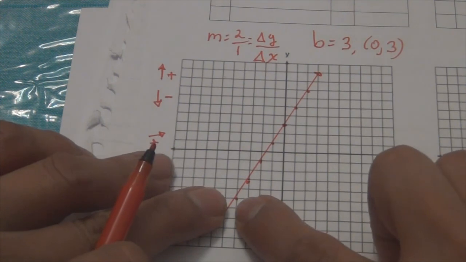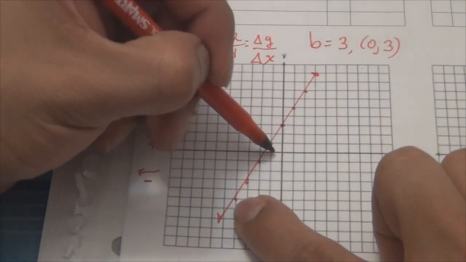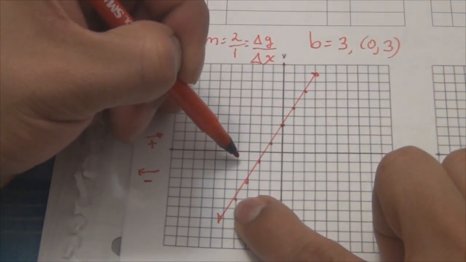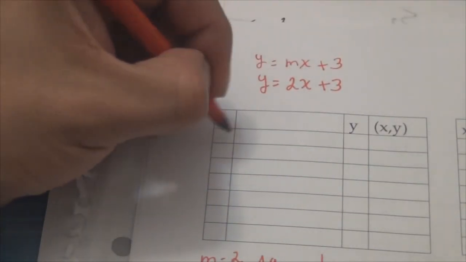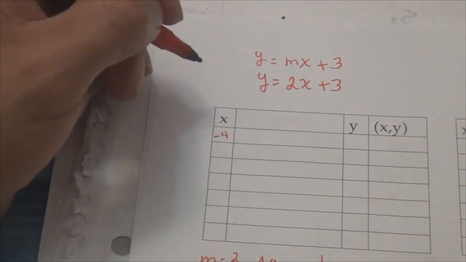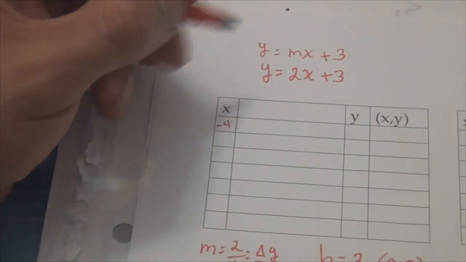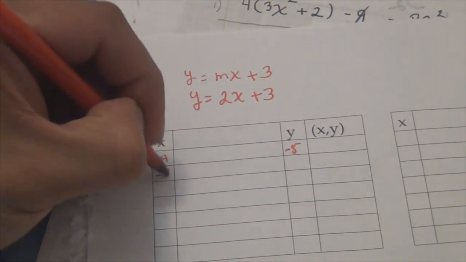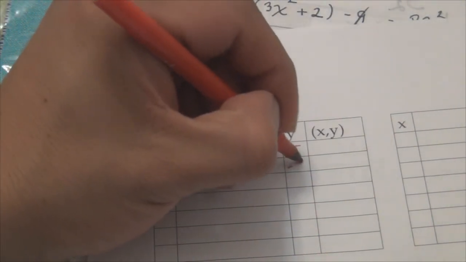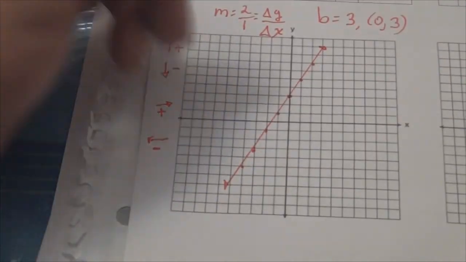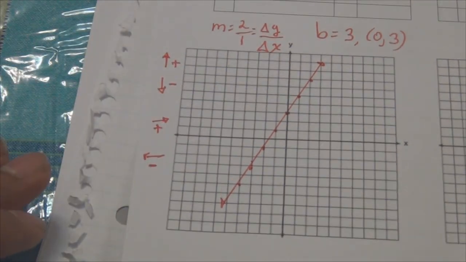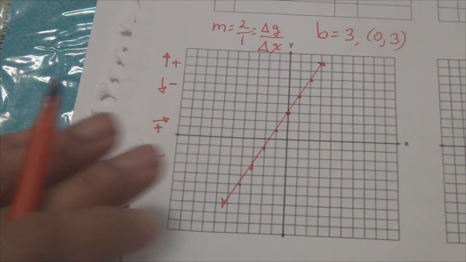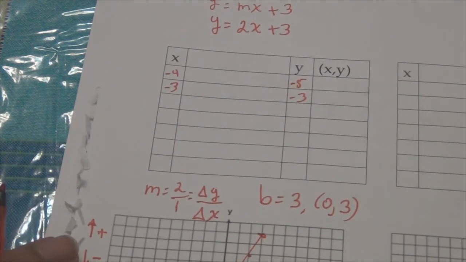Look, I will go over here and I say, what is this point? Well, it's negative 1, 2, 3, 4, and negative 1, 2, 3, 4, 5. So I will write negative 4 for x, oops, sorry, and negative 5 for y, negative 3 for x, and negative 3 for y. Look, negative 1, 2, 3, 1, 2, 3. And that is the secret on how to graph a linear equation without creating a table of values.